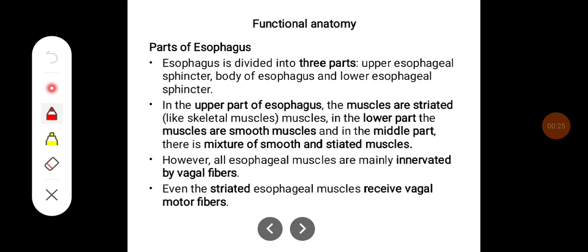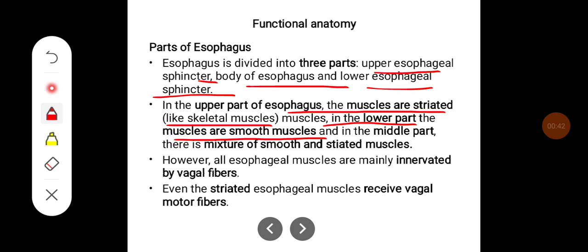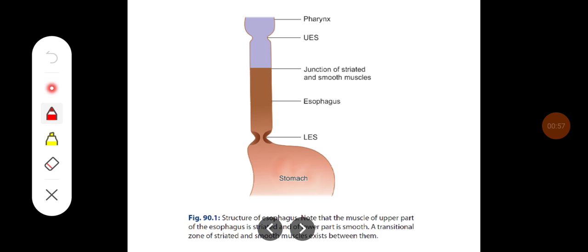The different parts of the esophagus are upper esophageal sphincter, body of the esophagus, and lower esophageal sphincter. In the upper part of the esophagus, the muscles are striated like skeletal muscles. In the lower part, the muscles are smooth muscles, and in the middle part, they are mixed. They have both smooth and striated muscles. However, all esophageal muscles are mainly innervated by vagal fibers. Even the striated esophageal muscles receive vagal motor fibers. So this is pharynx, upper esophageal sphincter, the junction of striated and smooth muscles, esophagus, and lower esophageal sphincter.